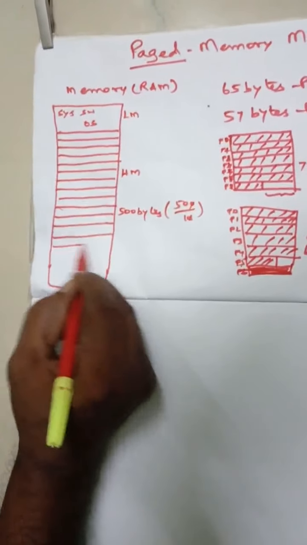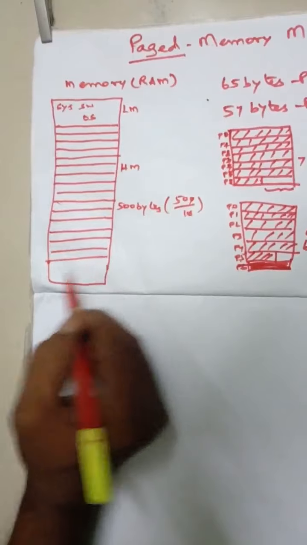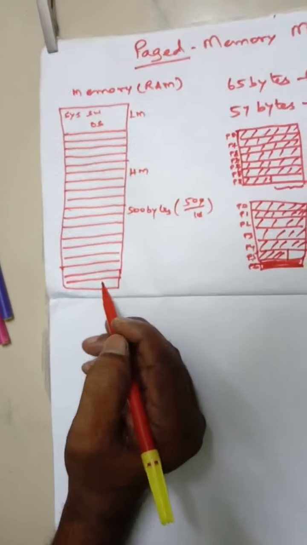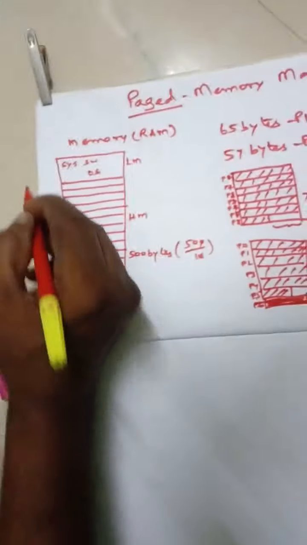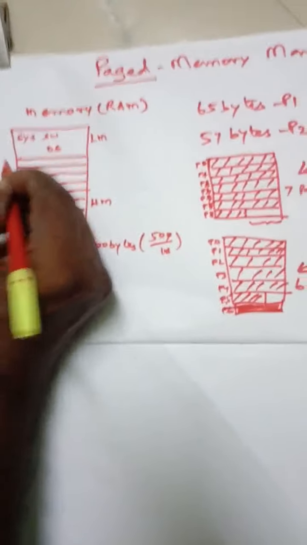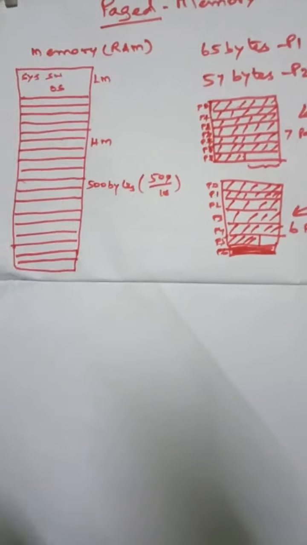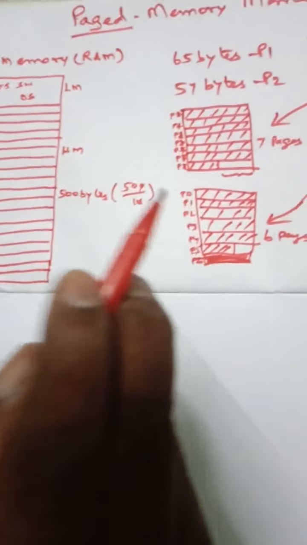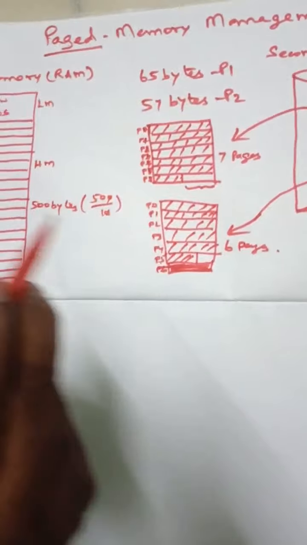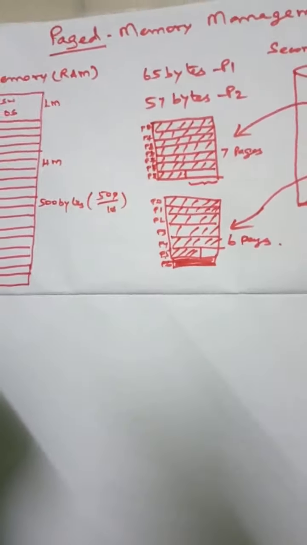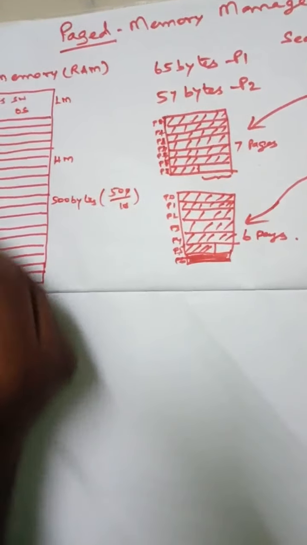So there are 50 partitions. All the partitions are of same size, that is 10 bytes. So partition starts from here. Each partition in random access memory is technically called frame. In secondary memory, a partition is called page. A partition in primary memory, that is in random access memory, is called frame. So here there are 50 frames.